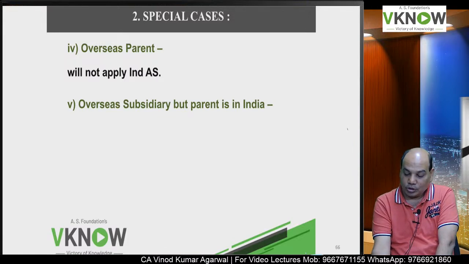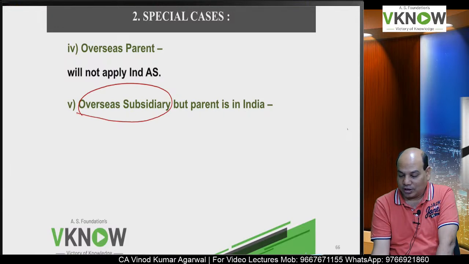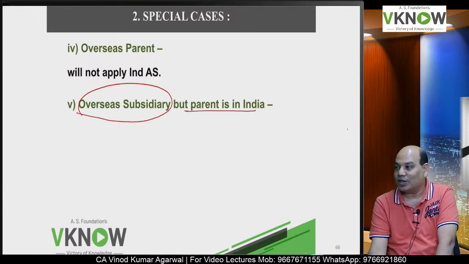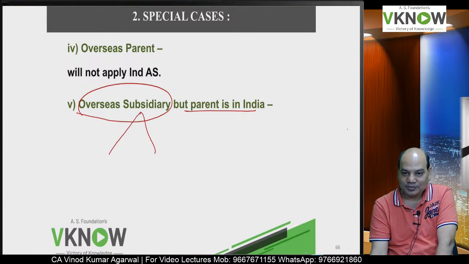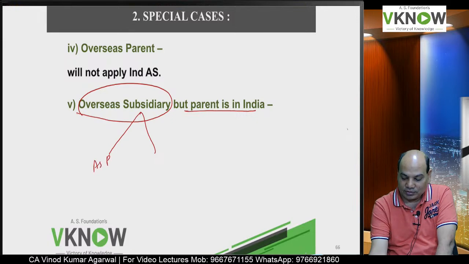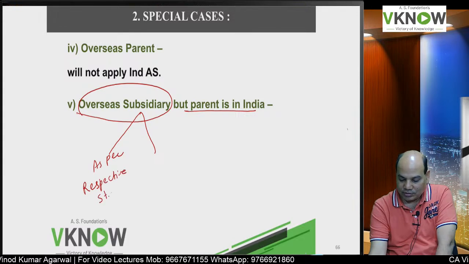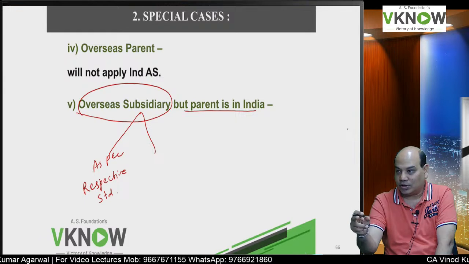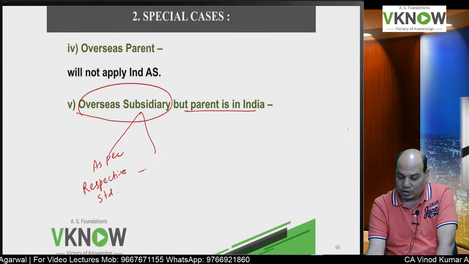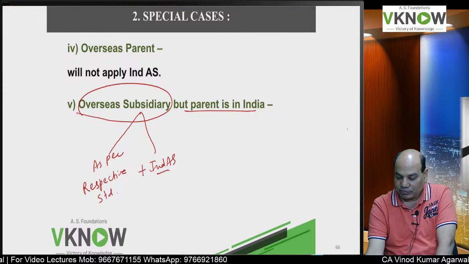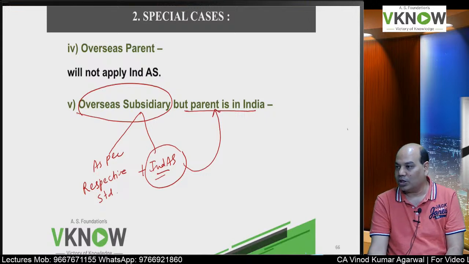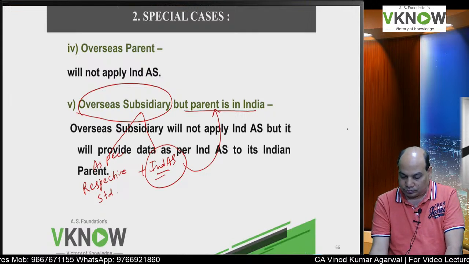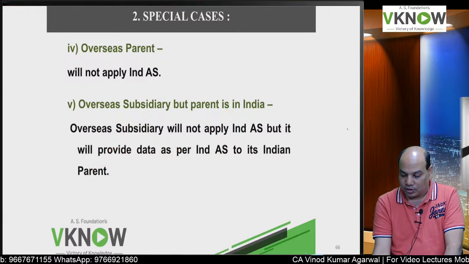Reverse. Subsidiary is in foreign country, parent is in India, and parent follows Ind AS. This subsidiary will prepare two financial statements now. One is as per respective standard of that country. For example, if it is a US subsidiary, US GAAP, and it has to prepare one financial statement as per Ind AS, so that this Ind AS financial statement can be consolidated by the parent company. So that way you have to remember subsidiary will compromise.